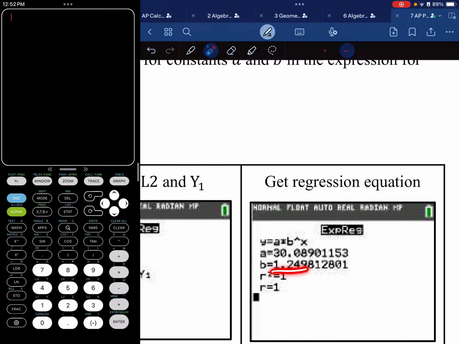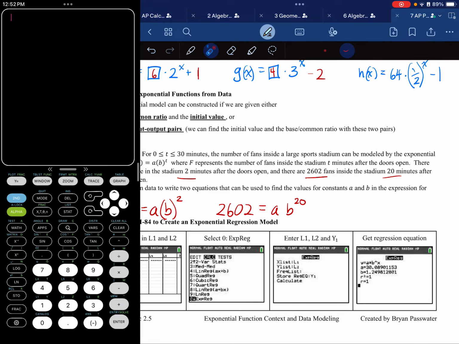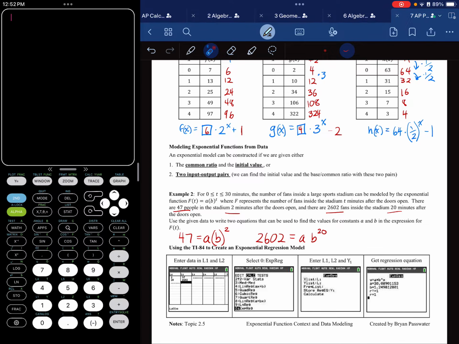The common ratio for the problem that we were just given was 1.25, if I'm rounding to 3 decimal places. And the initial value is 30, which means when they first started, there were 30 people inside. And it's increasing by about 25%. Okay, so that's how you create it. In the next problem, we're actually going to use the calculator here.